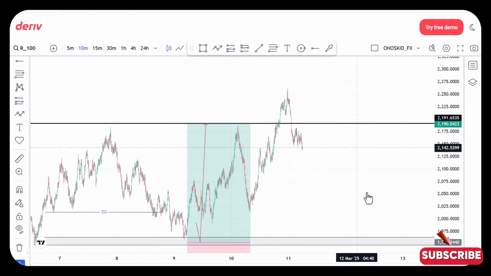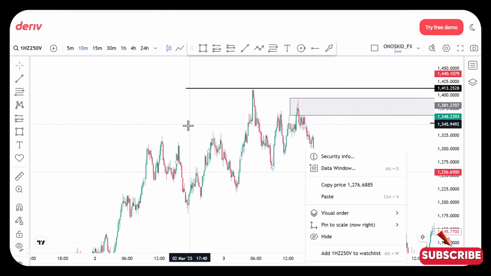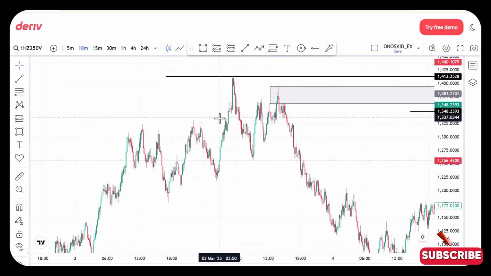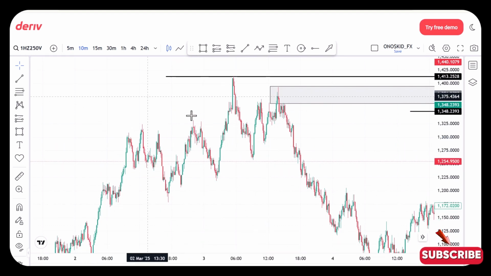So yes, there are a couple of times where it will fail, but I'm just telling you, as I'm showing you, that this thing works most of the time. All right. So I think I also sent this signal to the VIP group. Let me check. This is a chart of volatility 25 1s.